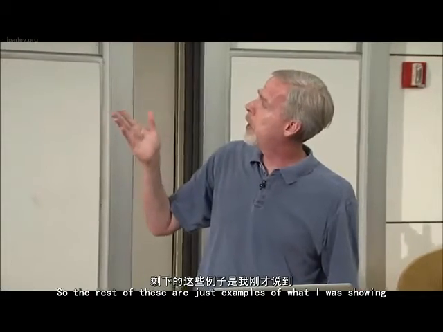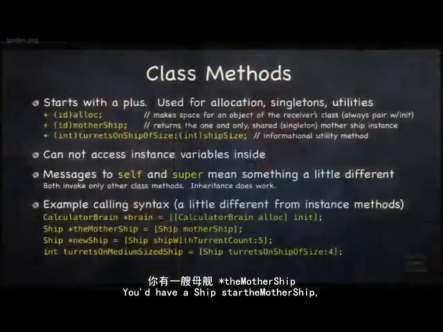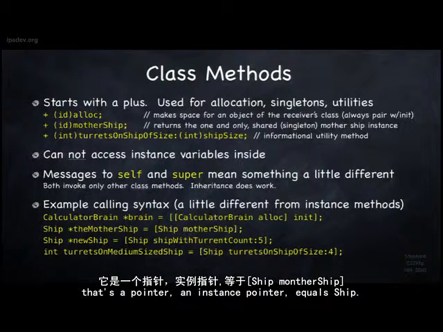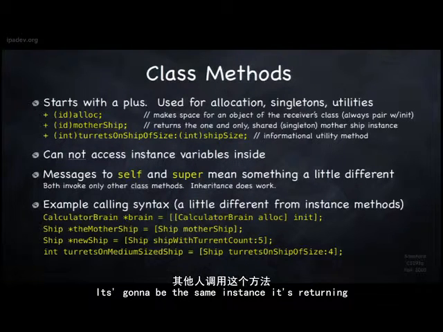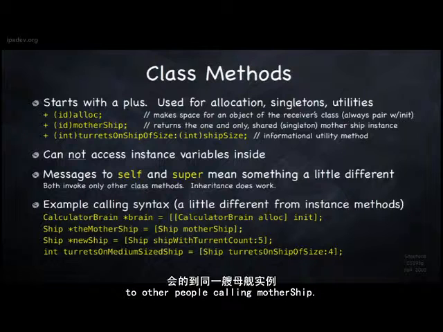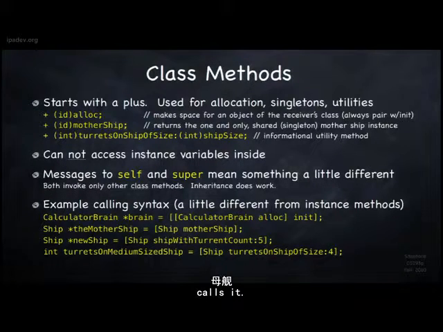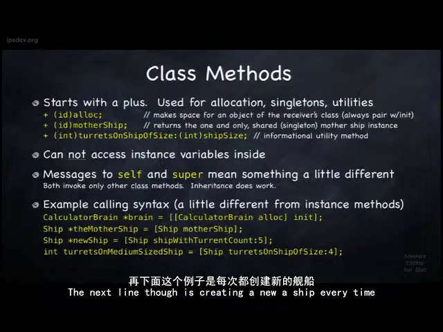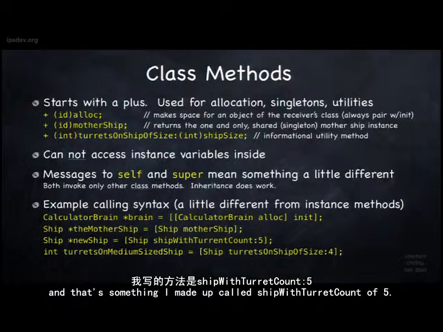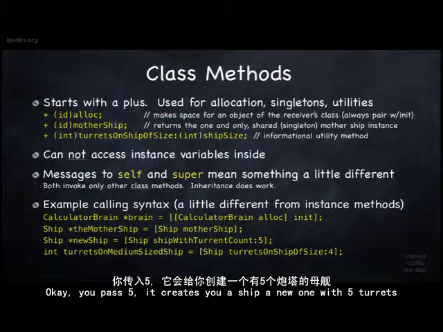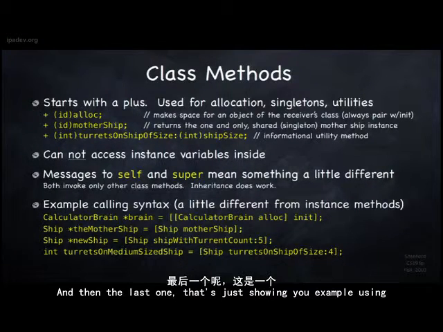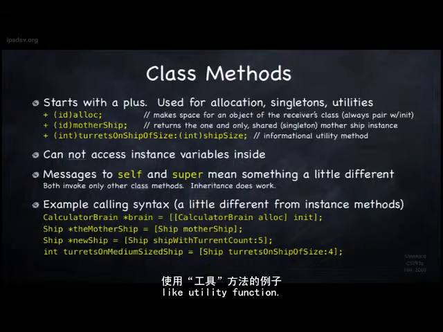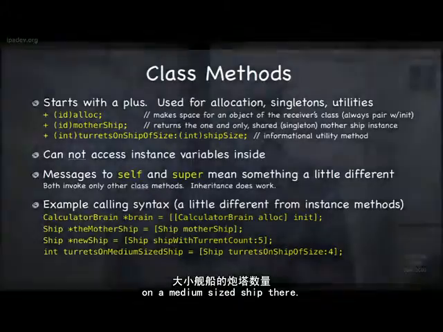So the rest of these are just examples of what I was showing above, like the mothership. You would have a Ship *, the mothership. That's an instance pointer. Equals Ship, again I'm saying the name of the class, mothership. It's going to return that instance. It's going to be the same instance it's returning to other people calling mothership. It's not going to create a new mothership every time someone calls it. The next line, though, is creating a new ship every time, and that's something I made up called shipWithTurretCount of 5. You pass 5, it creates you a ship, a new one, with 5 turrets and gives it back to you. So that's different than mothership. It's not a shared one. And then the last one is just showing an example using a utility function. I'm just getting the turret count on a medium-sized ship there.